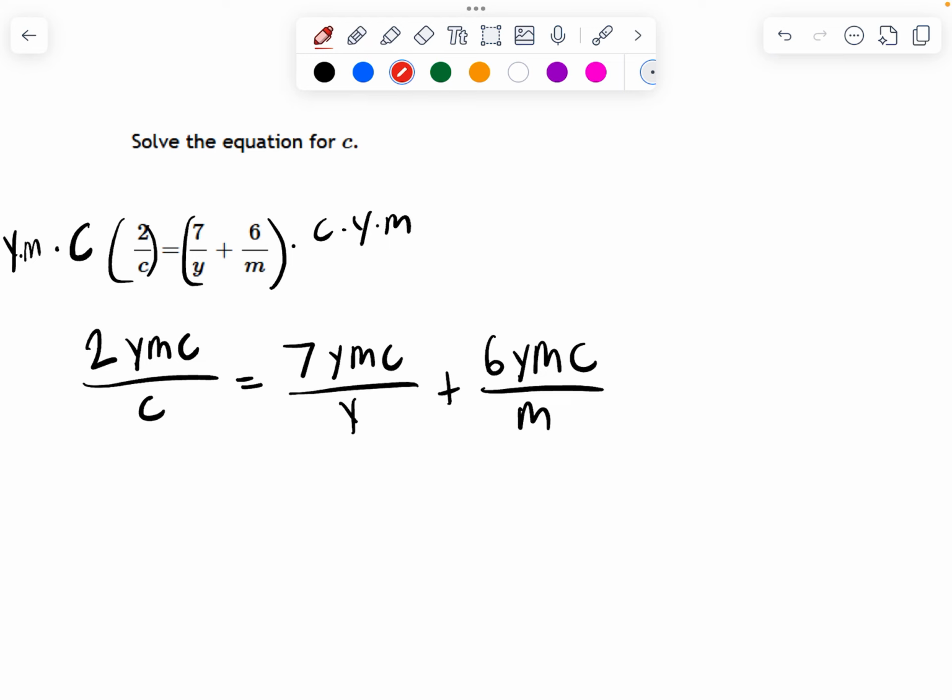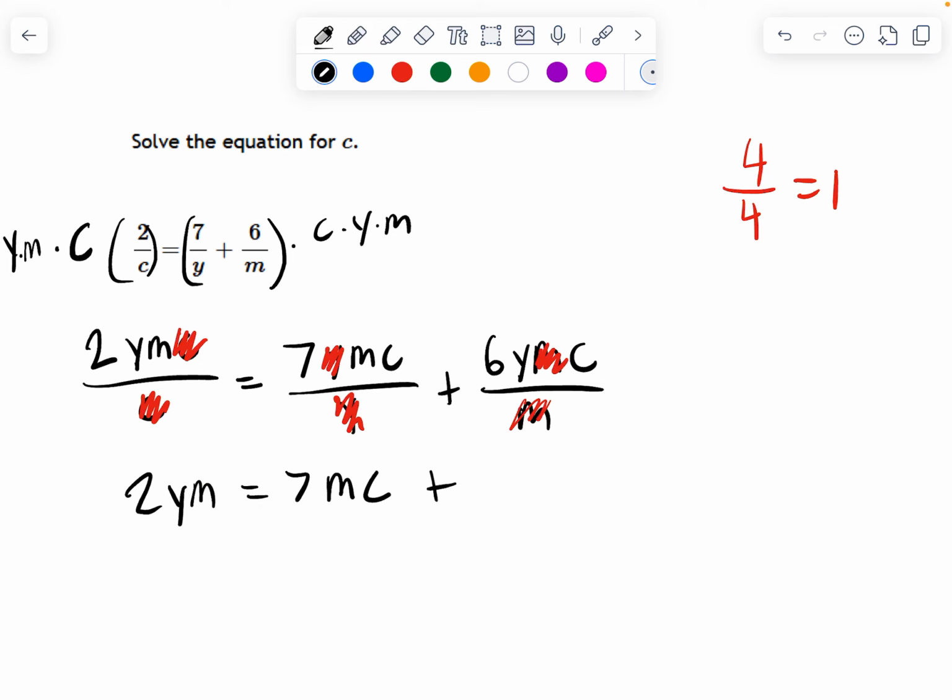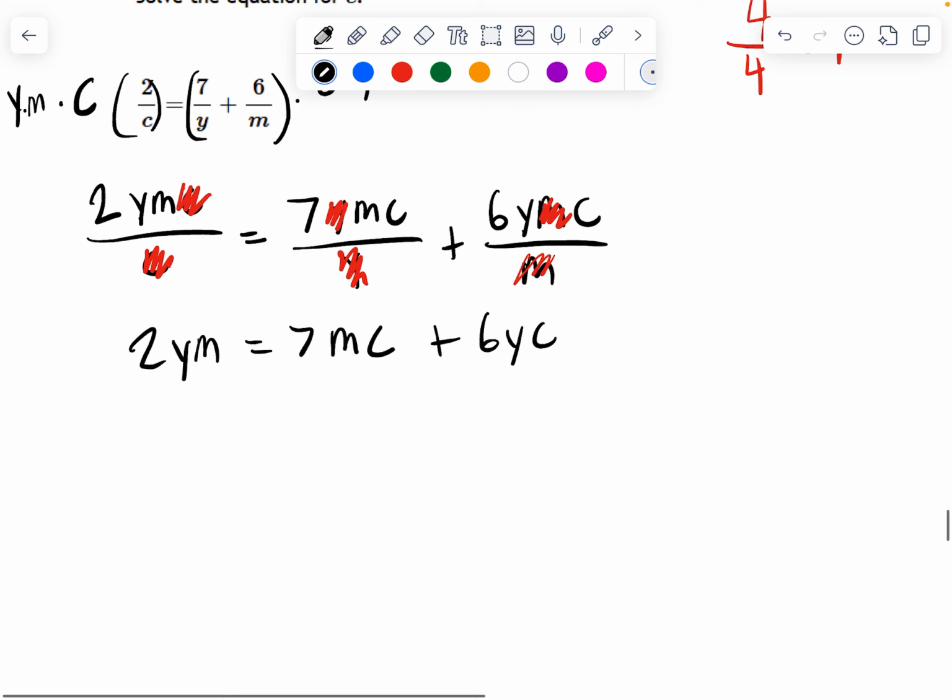All right, so now this is where we're sitting at, and everything is multiplication in the numerator. So if you have the same thing over the same thing, it's going to cancel out and give you 1. If we have c on the top and the bottom, because it's multiplication, you can cross it out. If you have y on the top and the bottom, m on the top and the bottom, cross them out. So we have 2ym equals 7mc plus 6yc. All right, eye on the prize, remember your goal. C equals, so you have 2 C's there.